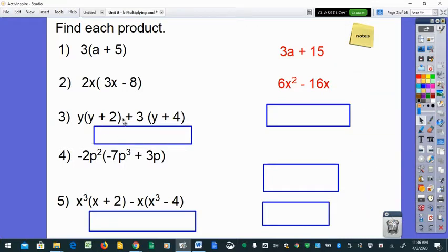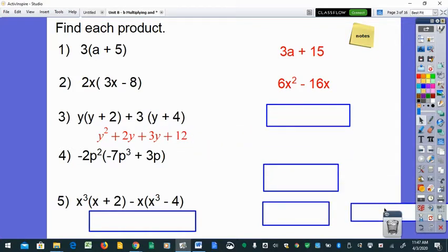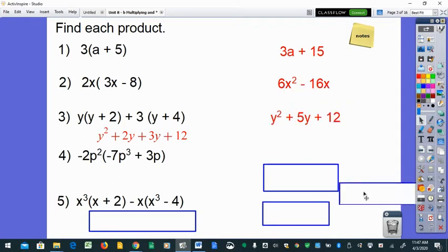We've got 2 distributive properties to do here, y times y plus y times 2, and then 3 times y plus 3 times 4. That's an intermediary step because we're not quite done right now, because we have a pair of like terms. The 2y and the 3y, because they both have an exponent of 1, can be combined to become 5y, and we end up with a quadratic trinomial as our answer.